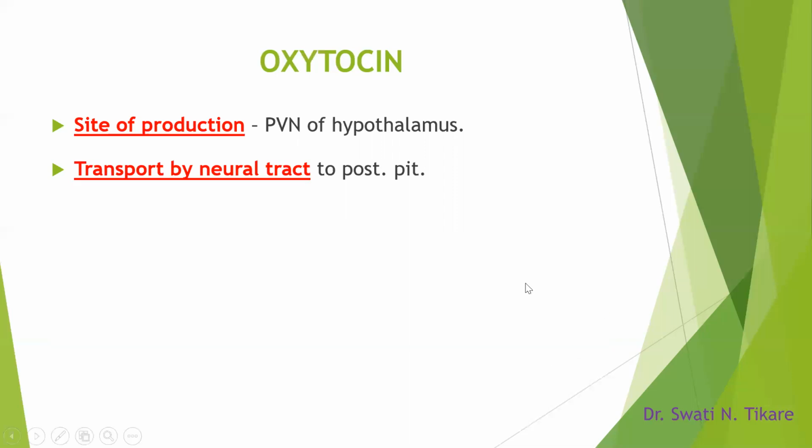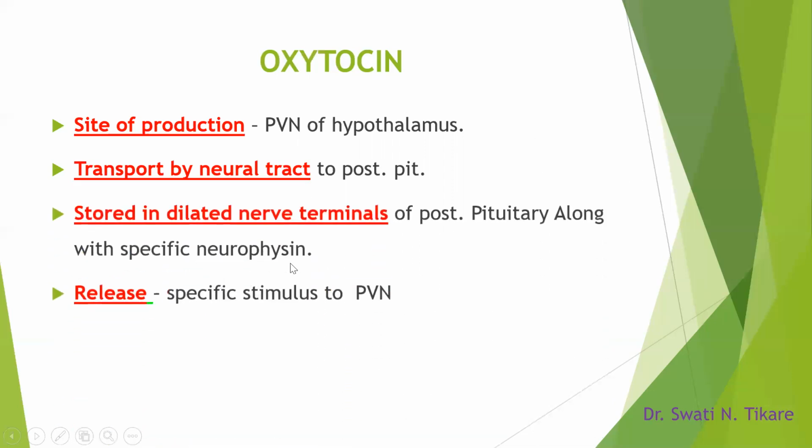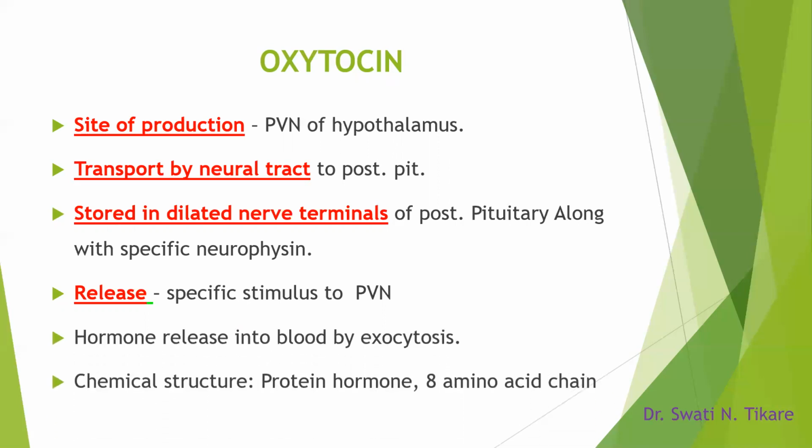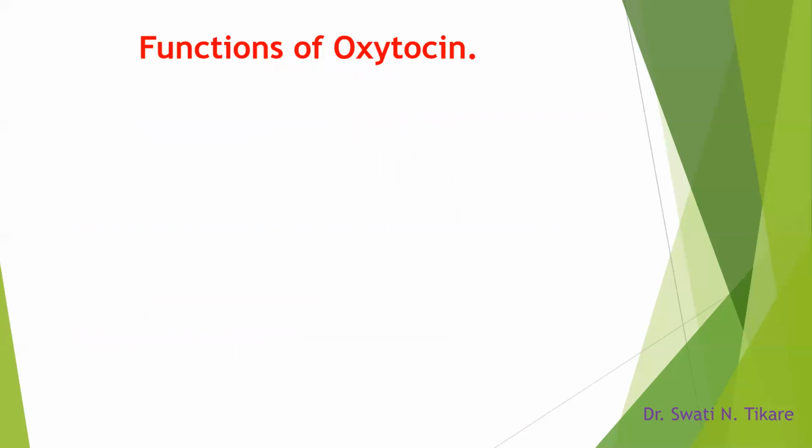Similar to ADH, it is produced in the hypothalamus, transported via the neural tract to the posterior pituitary, and stored in the nerve terminals in the posterior pituitary along with neurophysin. It is released by the posterior pituitary gland on receiving some specific stimulus to the hypothalamus, and released into the blood by exocytosis. Oxytocin is also a peptide hormone, having an 8 amino acid chain. Coming to the functions of oxytocin.